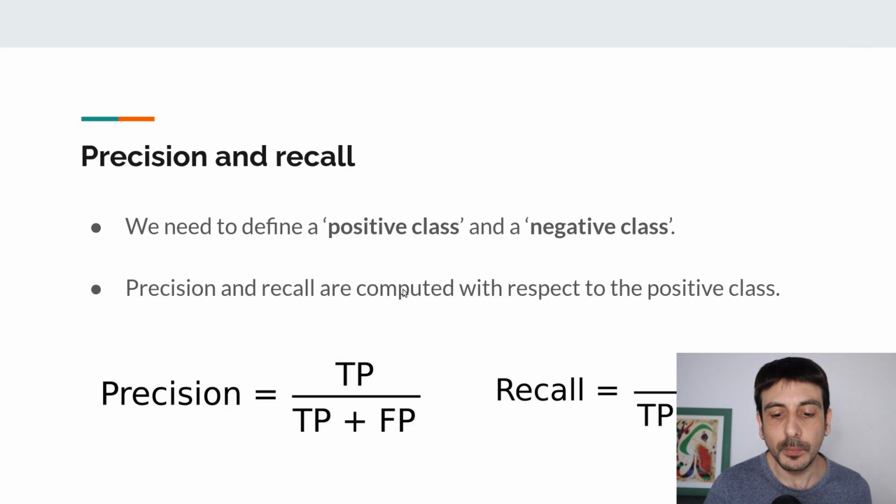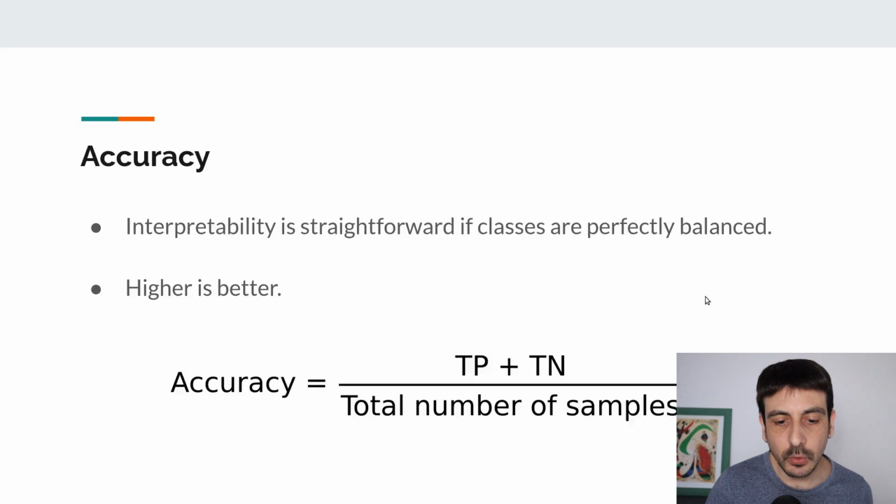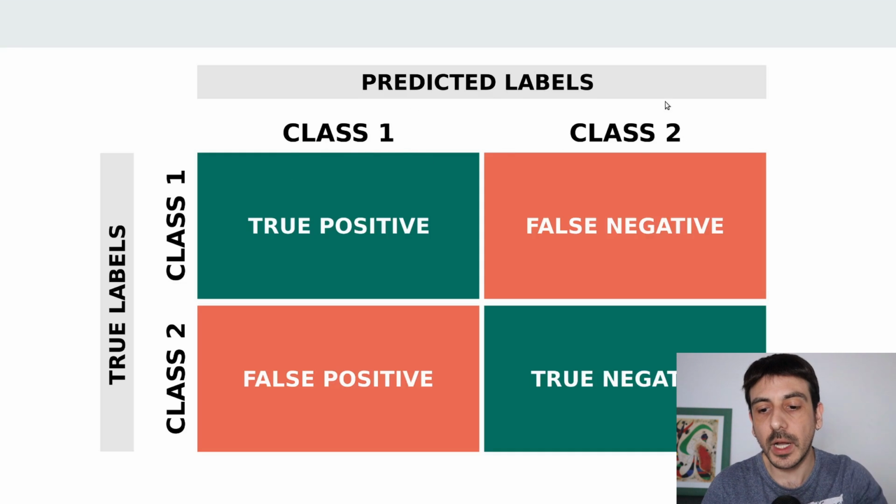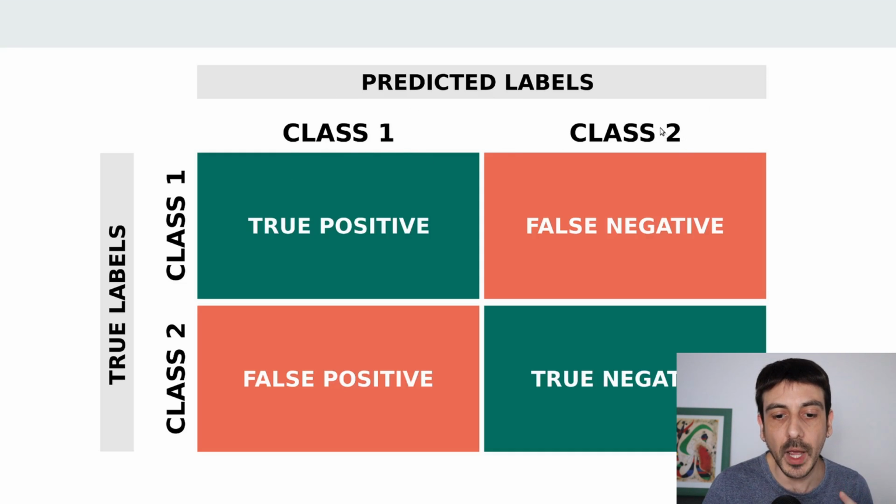Precision and recall are computed with respect to the positive class. So, going back to the confusion matrix, you can see we have two classes. We need to define one of our classes as the positive class and the other class as the negative class, right? And the way we have built this confusion matrix, class number 1 will be the positive class and class number 2 will be the negative class.